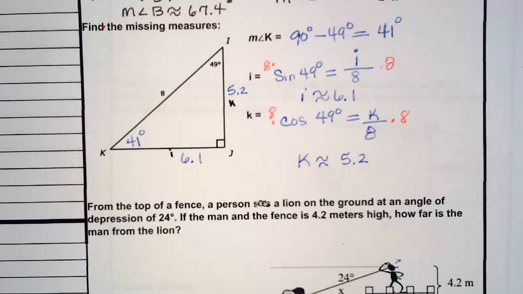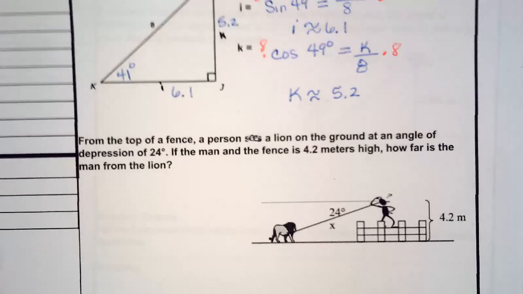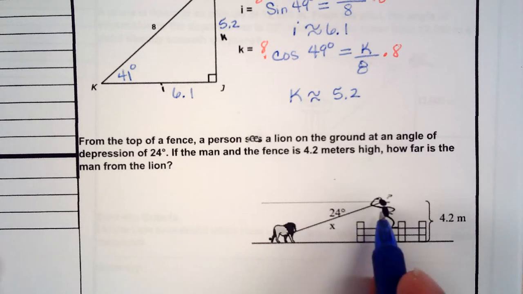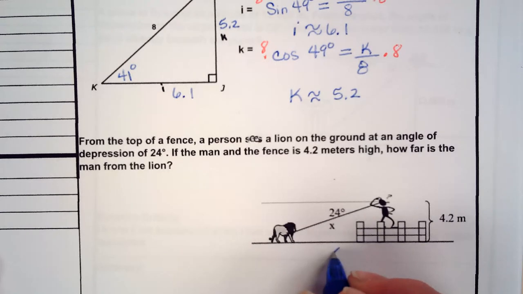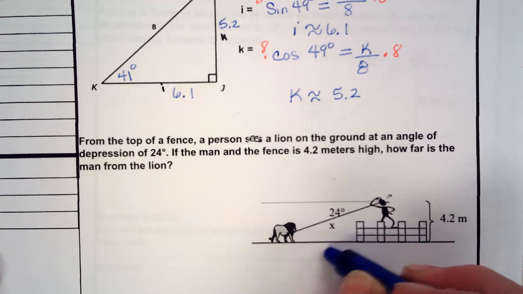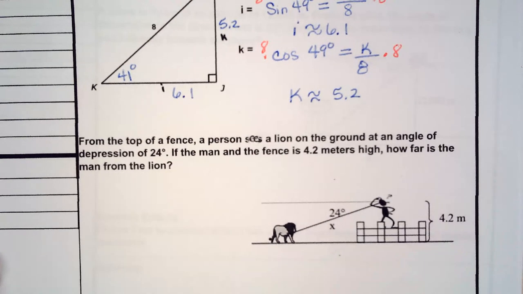So now we're going to work on some word problems. You've got a guy on top of a fence. He sees a lion on the ground at an angle of depression of 24 degrees. If the man on the fence is 4.2 meters high, how far is the man from the lion? So if you're looking at that, I think I would call this X. We'll find them both though. I think I'll call this Y, so I'm not using the same variable for both sides.